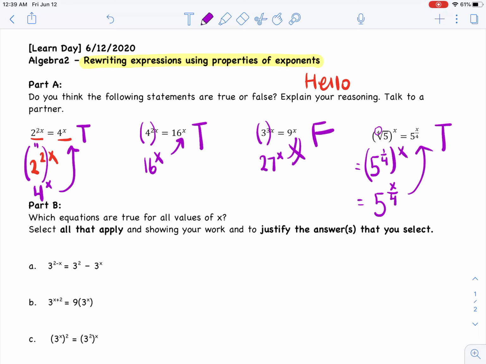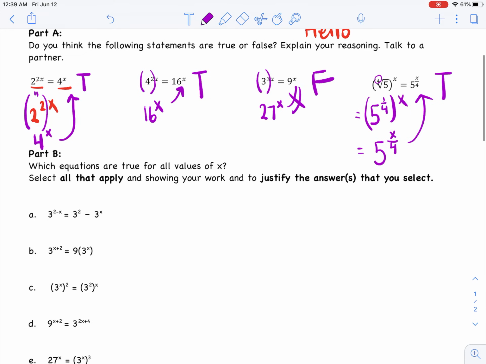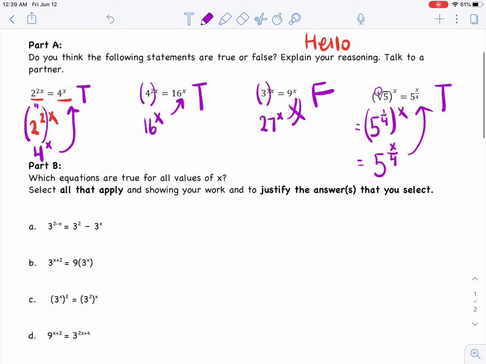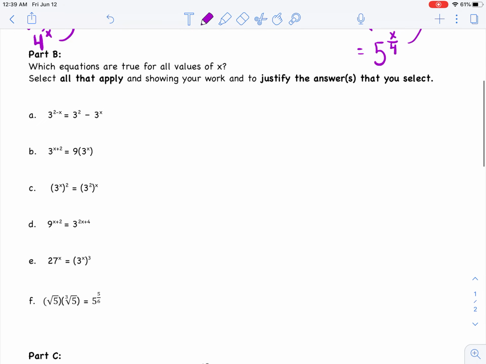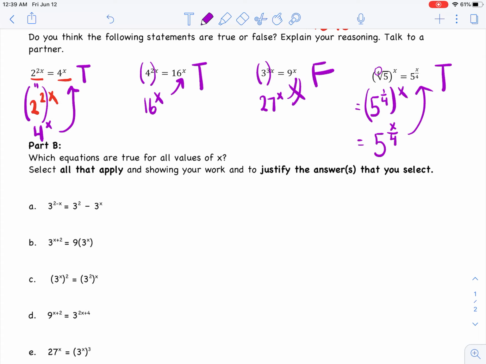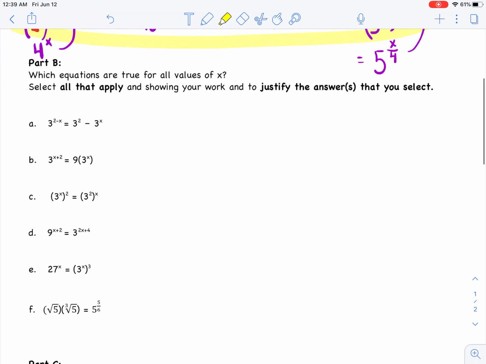So using all the properties, you're solving problems. This is like the PARCC test, like the NJSLA test. Because of the pandemic, we couldn't take the NJSLA, but you're supposed to do this kind of stuff, right? And part B, which equations are true for all values of x? So it's the same thing, same as those kinds of things, all right? Those kinds of work.